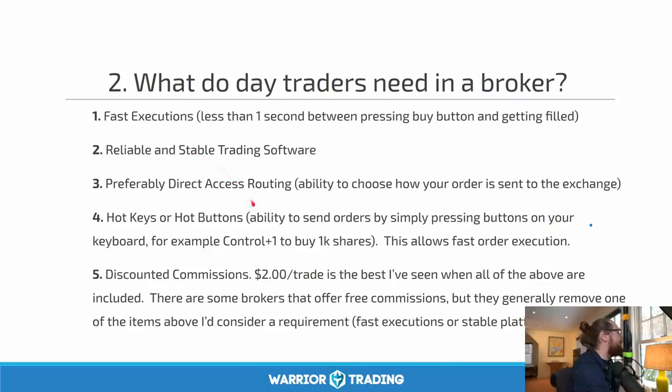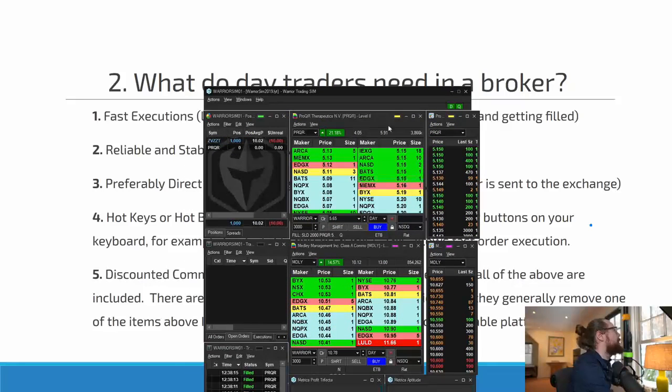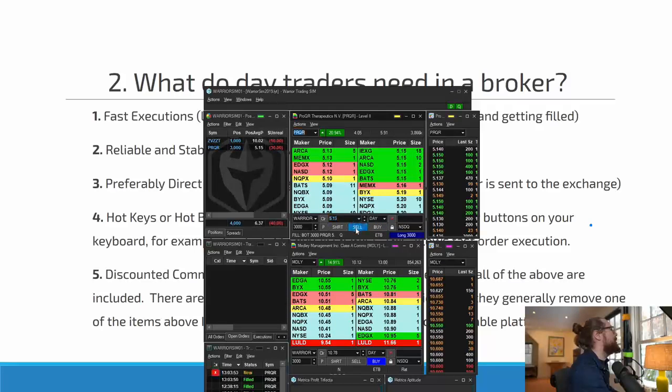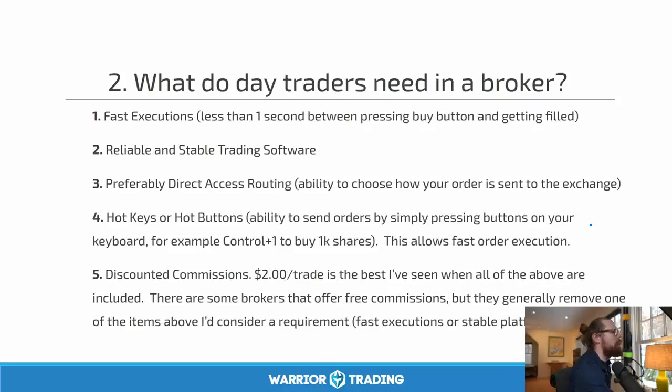Well, we need fast executions. Just as an example, this is PRQR. Watch, I'm going to press the buy button right here. See, that's instantaneous. I'm going to press the sell button, instantaneous. Now, they used to say you'll have no commission if the order takes more than 1 minute to execute. Well, 1 minute to execute? You've got to be kidding me. That's unacceptable. We need instant, sub 1 second executions between pressing the buy button and the order getting filled.